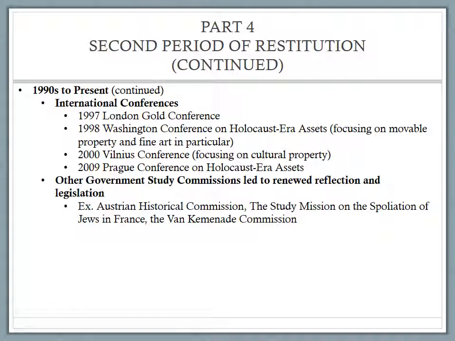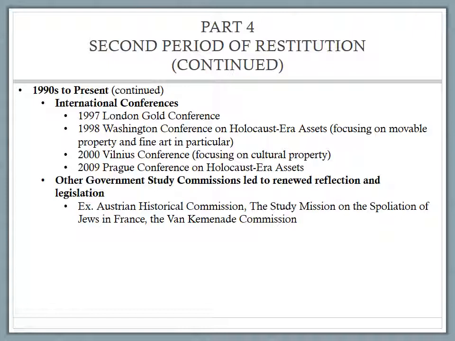In 2000, the Vilnius Conference was held, and it focused on cultural property. And in 2009, the Prague Conference on Holocaust-era assets was held, and it led to the non-binding Terezin Declaration, which for the first time addressed lingering issues relating to unrestituted, immovable, or real property.